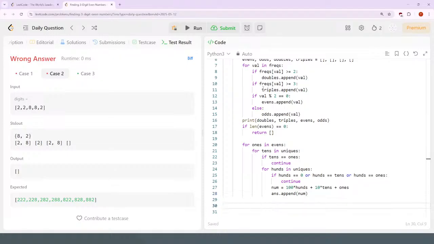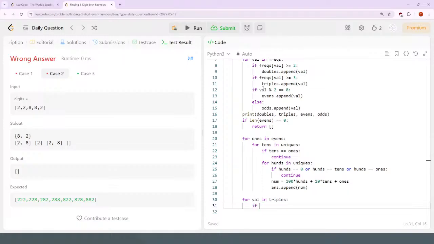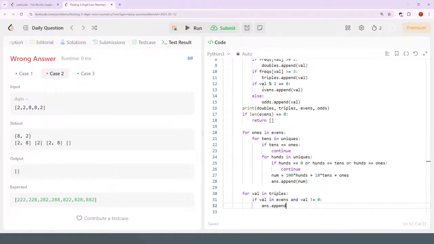And now for every val in the triples, if that value is not 0, if that value is even, the answer.append 100 times that value plus 10 times the value plus the value, 111 times that value, so like 222, 444, 666, 888.